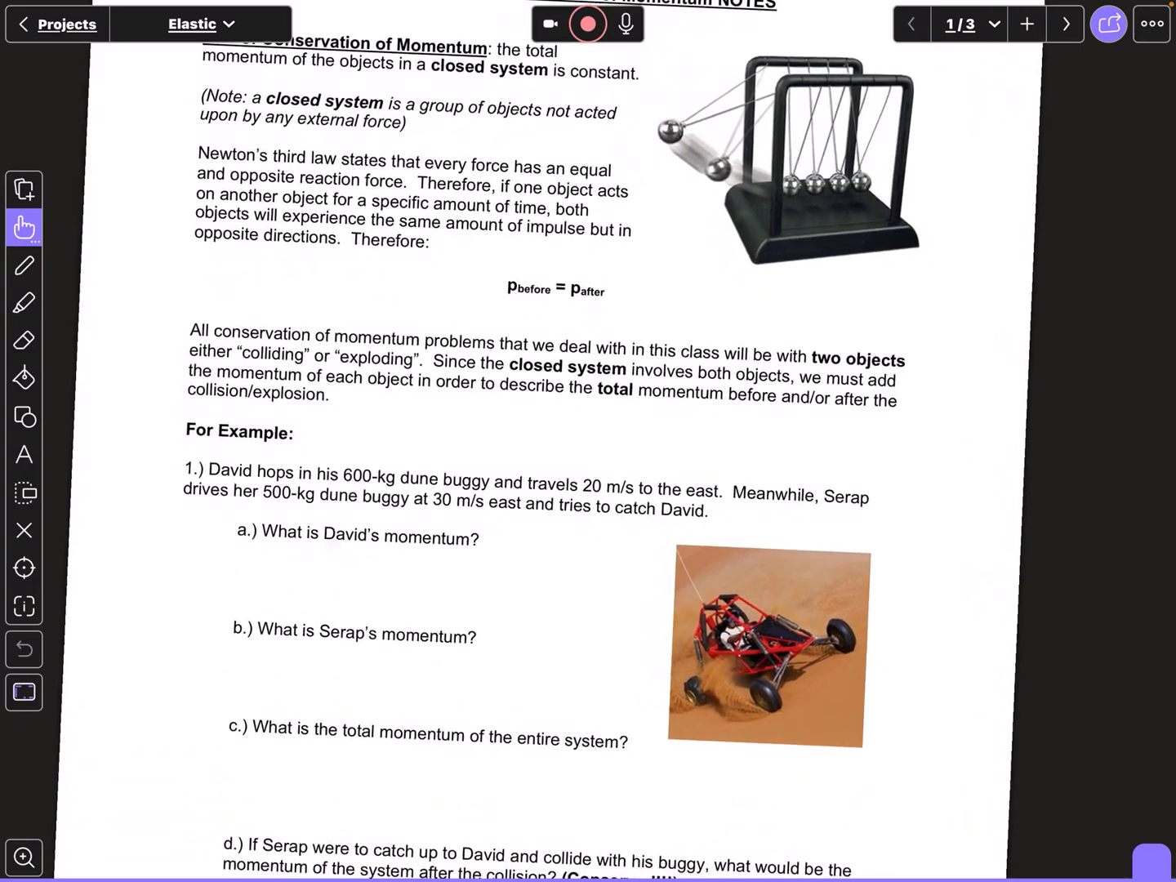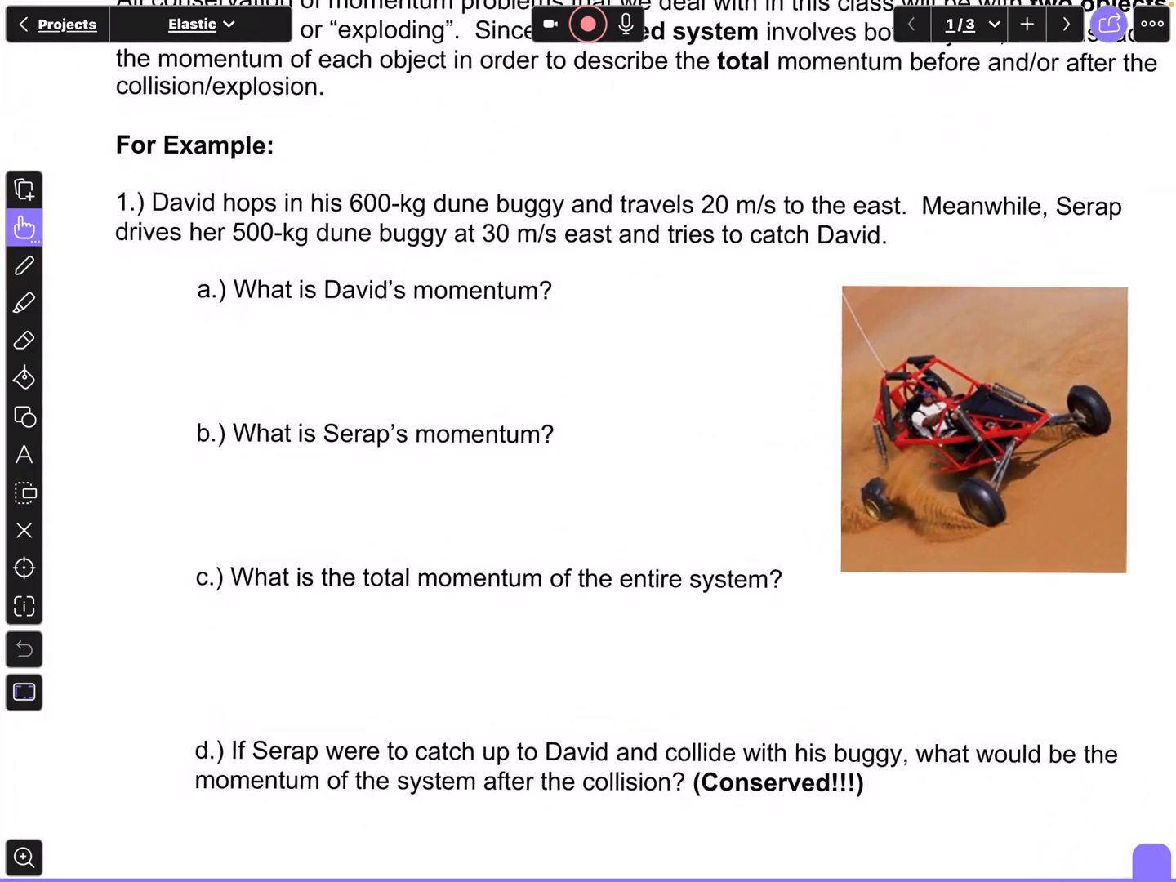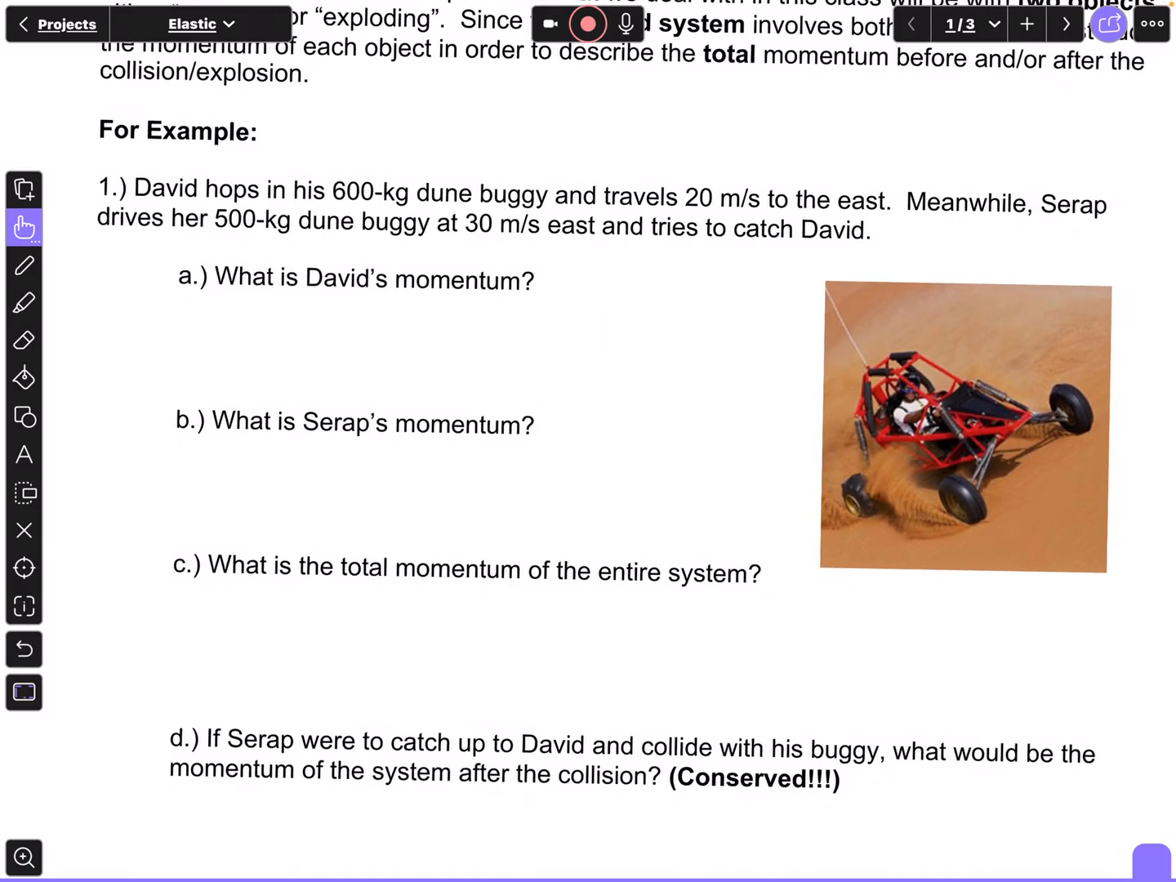So, to look at a first example problem, it says David hops in his 600 kilogram dune buggy and travels 20 meters per second to the east. Meanwhile, Sarah drives her 500 kilogram dune buggy at 30 meters per second east and tries to catch David. Remember, if we're moving east, that is positive velocities. If we're moving west, that is negative velocities. So, this problem asks, what is David's momentum?